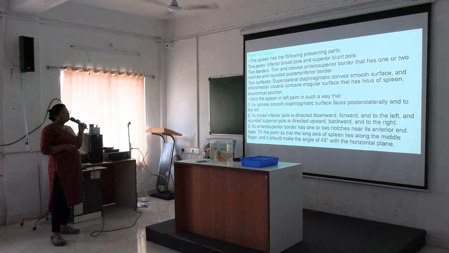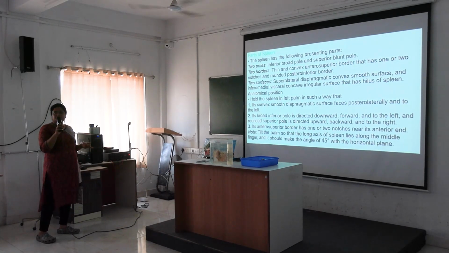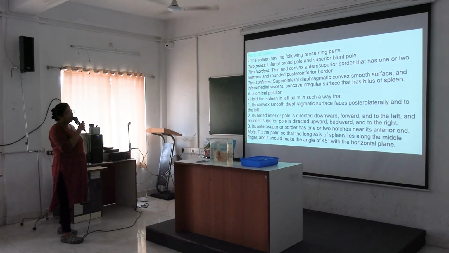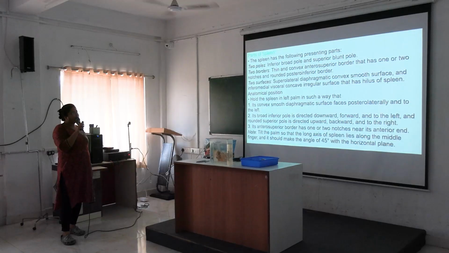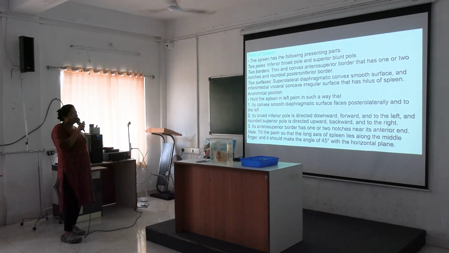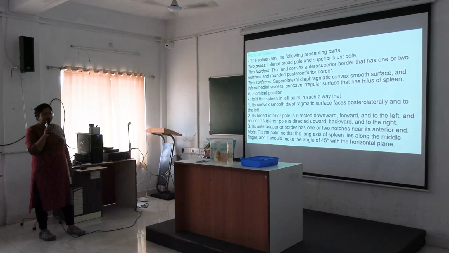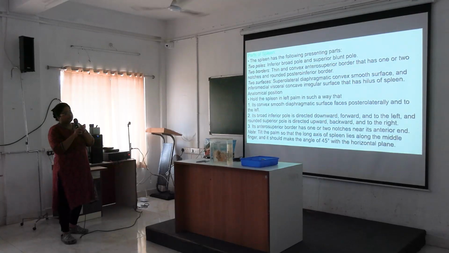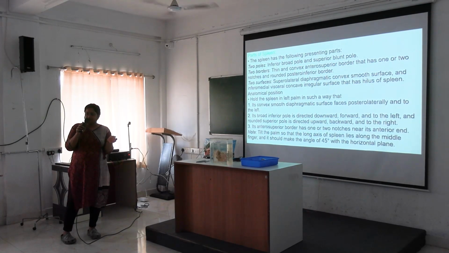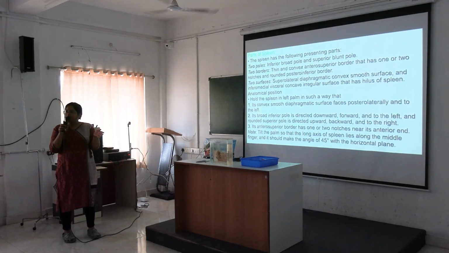Anatomical position: hold the spleen in the left palm in such a way that its convex smooth diaphragmatic surface faces posterolaterally and to the left, and its broad inferior pole is directed downward, forward and to the left, and the rounded superior pole is directed upward, backward and to the right. So the anterior pole is directed downward, forward and to the left, and the posterior or superior pole is directed upward, backward and to the right.